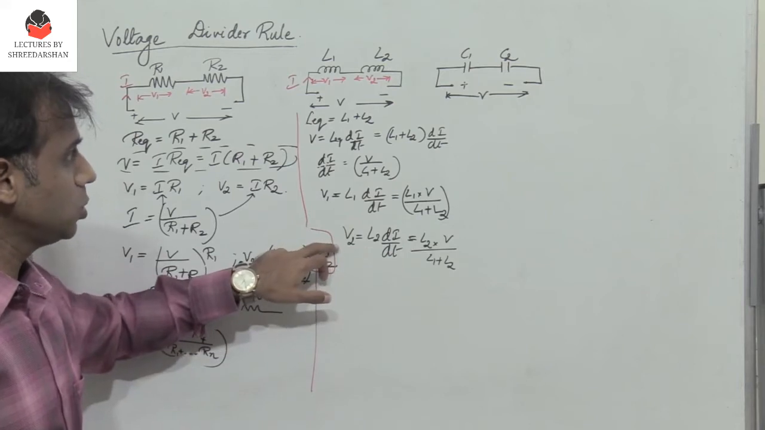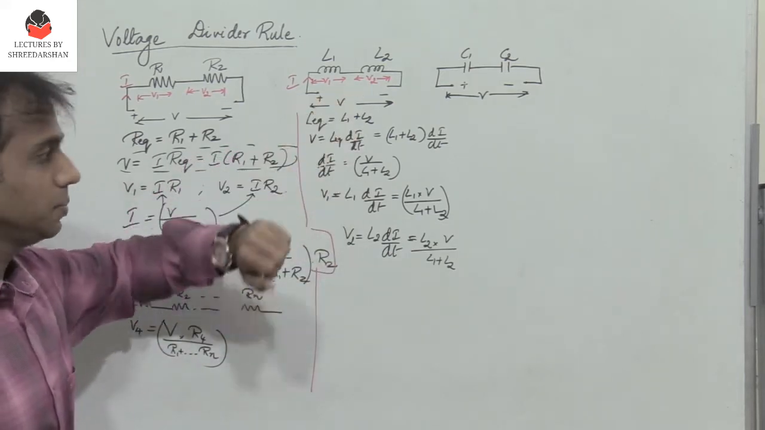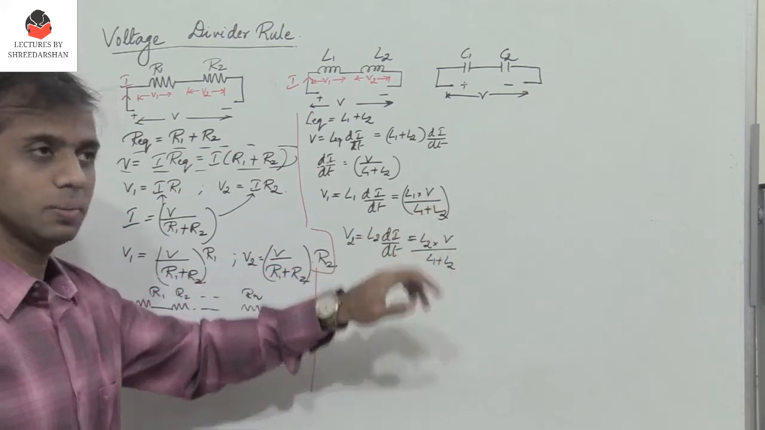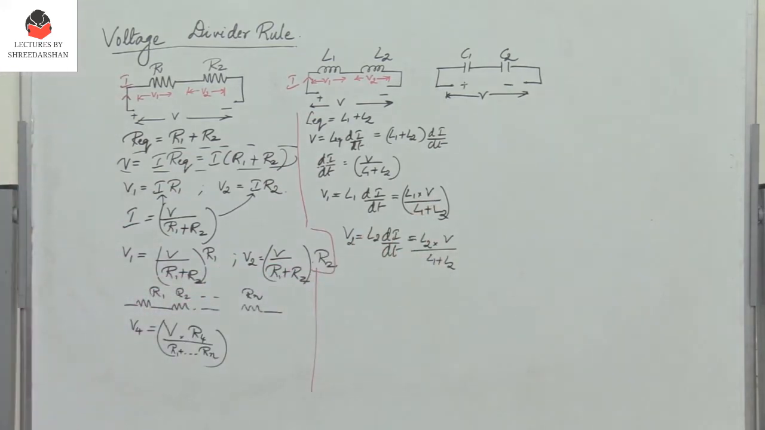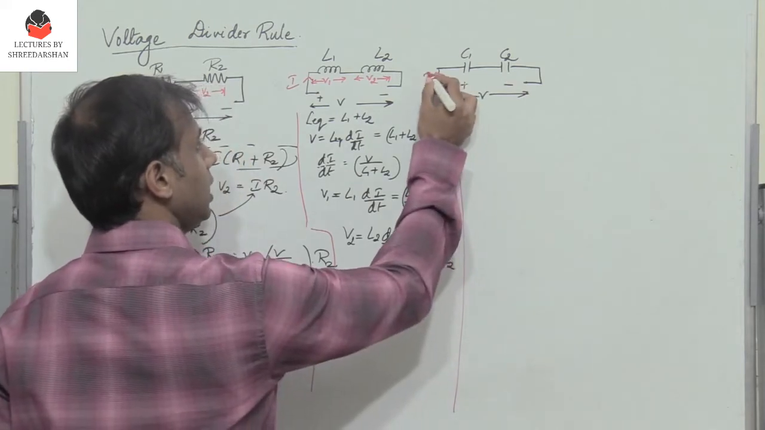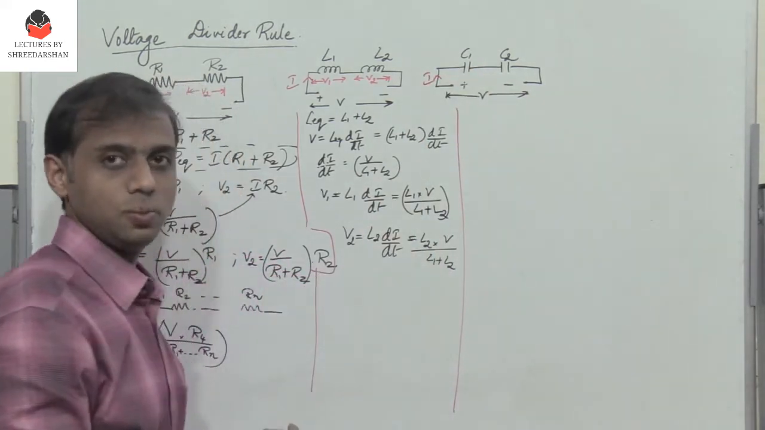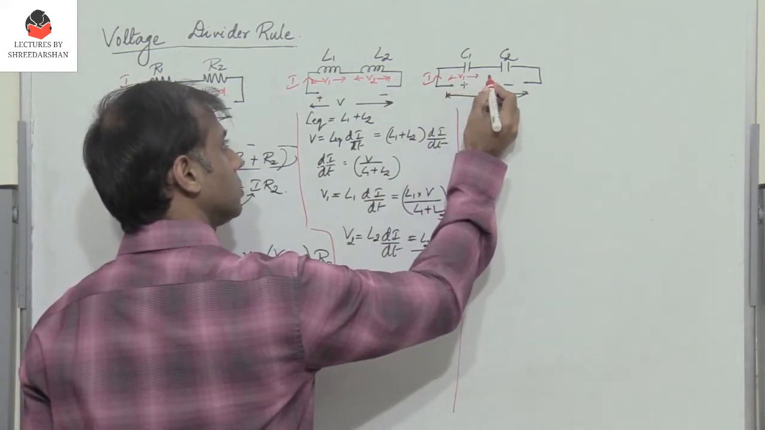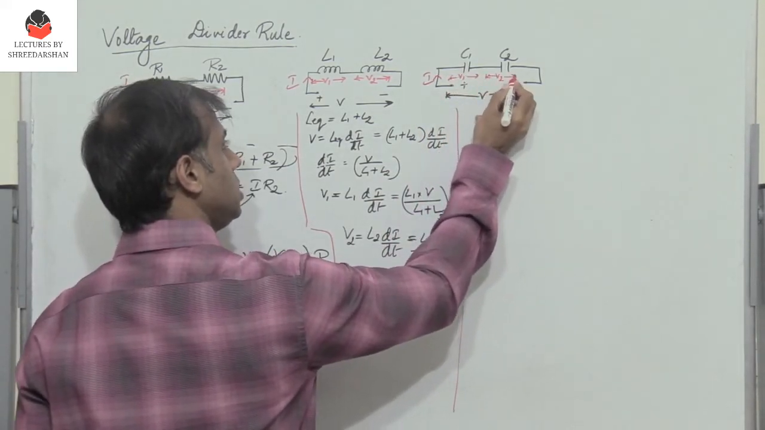And then what is V2? The voltage across the second inductor is nothing but V into L2 divided by L1 plus L2. So now let's find out the voltage across the capacitors C1 and C2. So again I have current I which flows through C1 and C2, and let the voltage across C1 be V1 and let the voltage across C2 be V2.